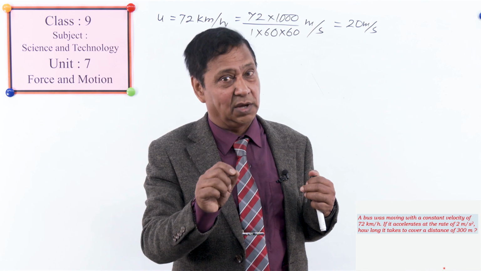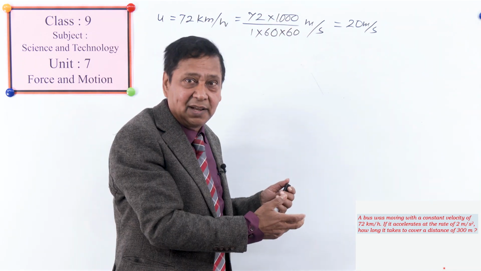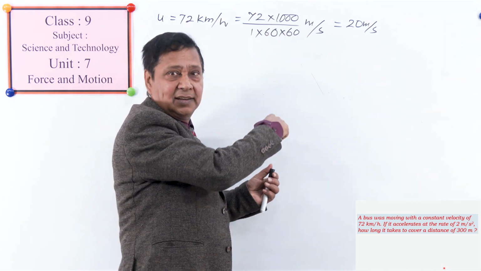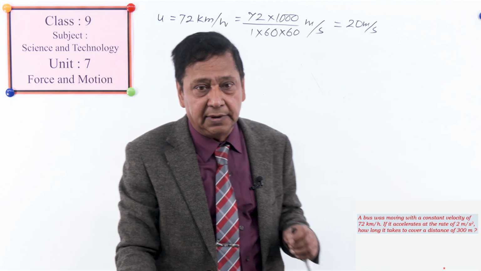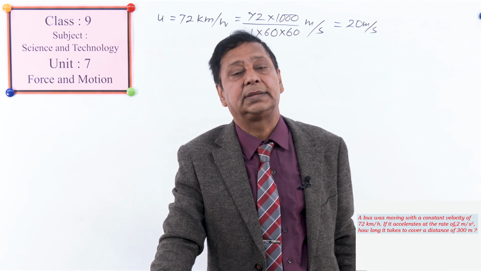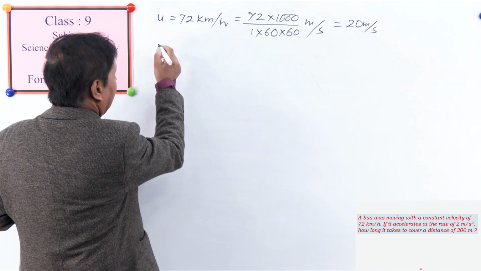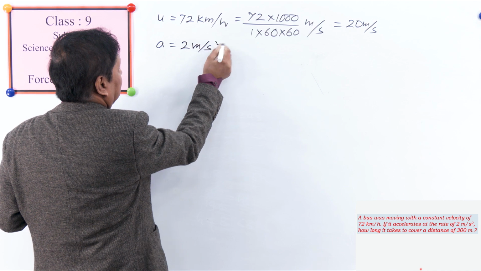But we cannot write directly. We have to show all these, and we have to use a calculator, and then only we'll get the number. Okay. Now another information, what is given? Accelerates at the rate of 2 meter per second square. This is acceleration. A equal to 2 meter per second square.